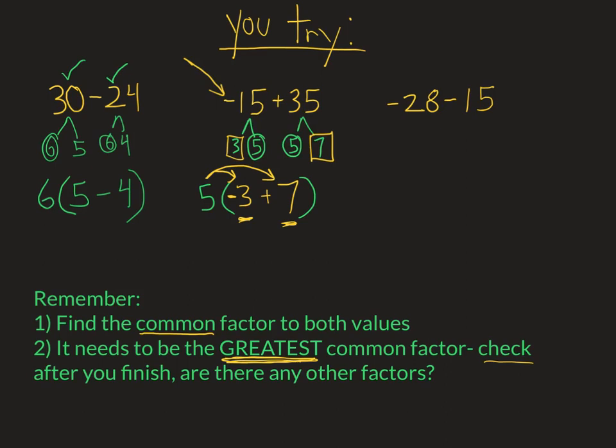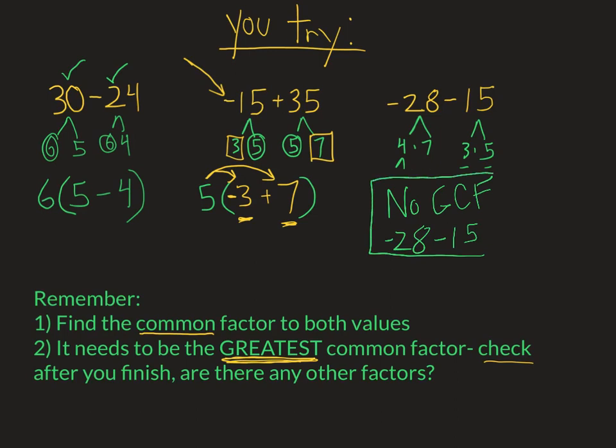Last one, 28 and 15. That's going to be a 4 and a 7, a 3 and a 5. Nothing common there. I could break down that 4 into a 2, 2, but it doesn't matter. There's no 2s in a 15 either. So I'm done. There is no GCF. That's as far as it can go. Negative 28 minus 15 can't be factored any further. That's as far as that can be taken.